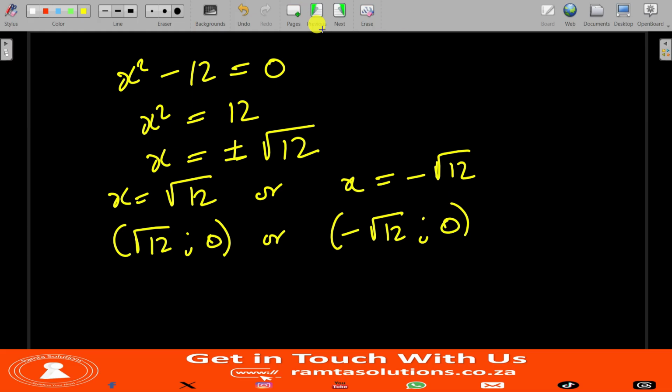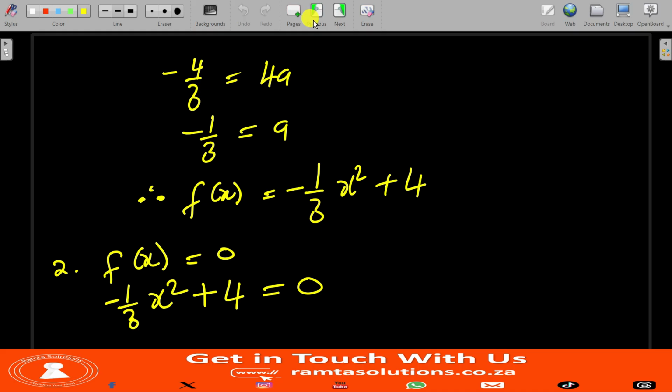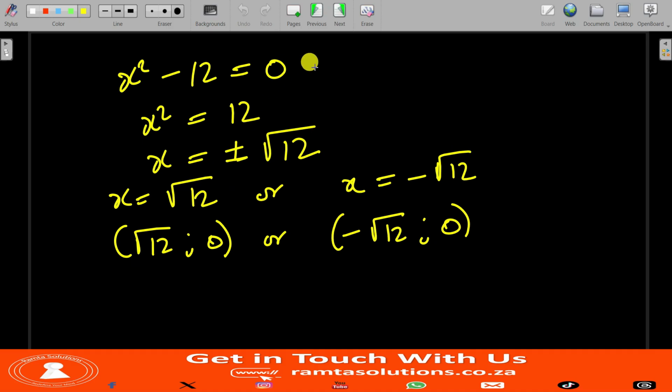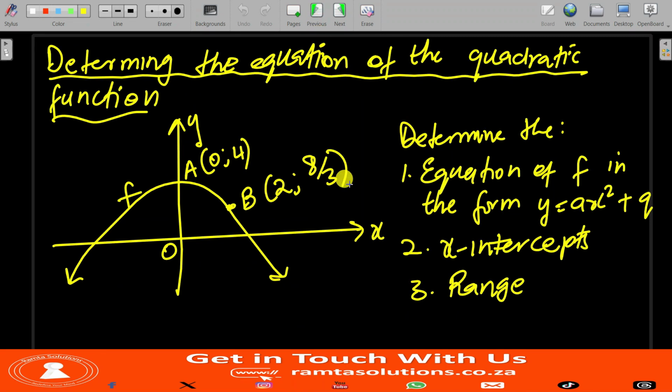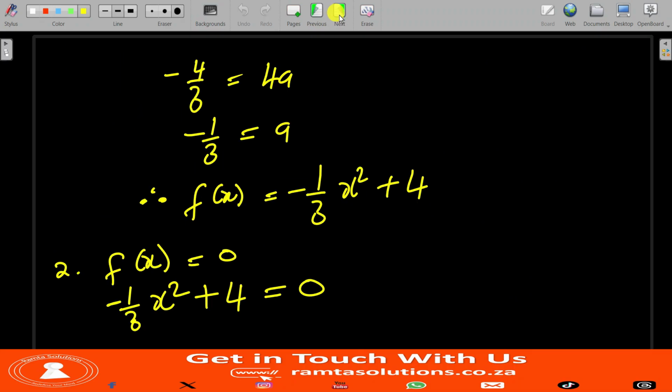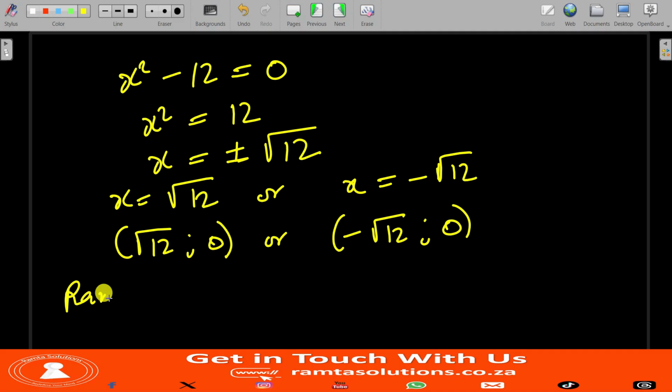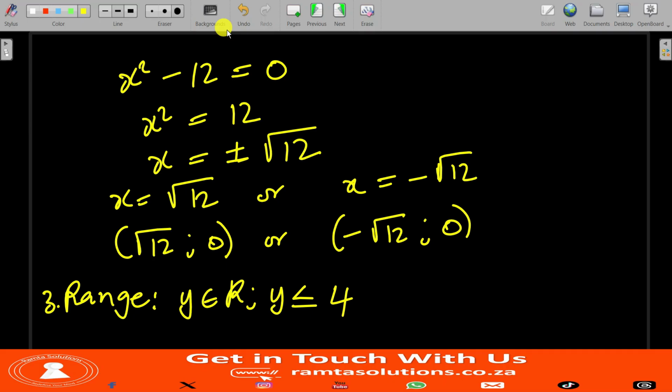Okay, great. So for this one, if you're given such a question, you will need to factorize. If you cannot factorize, you can do what I just did here. Okay, perfect. Now, what we have is the next one. What is the range? Our range, easy peasy, it is frowning. So for number 3, our range is y is an element of real numbers. Because it is frowning, y is less or equal to the value of q, which is 4. And then we are done.